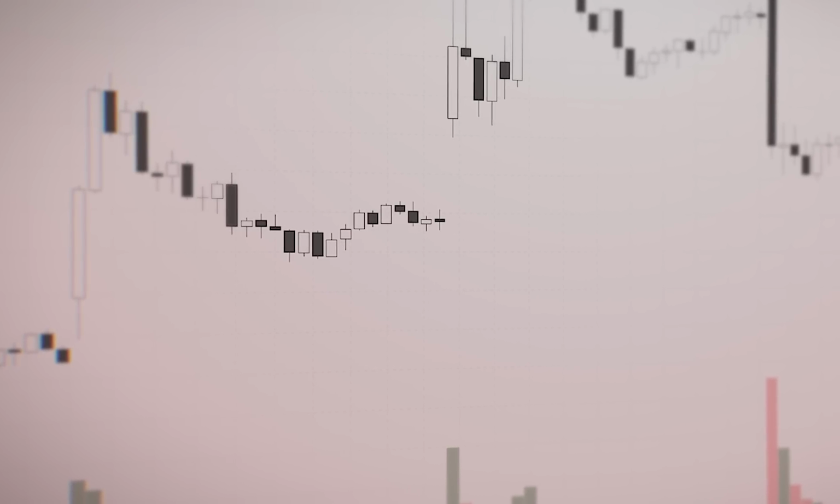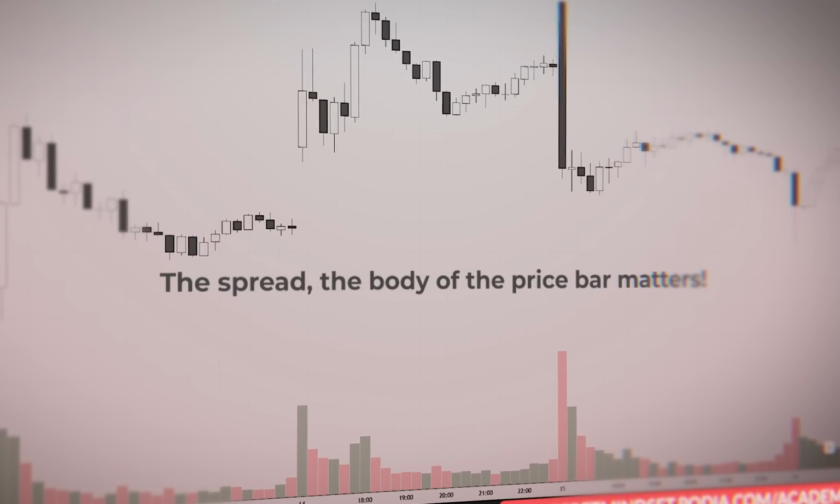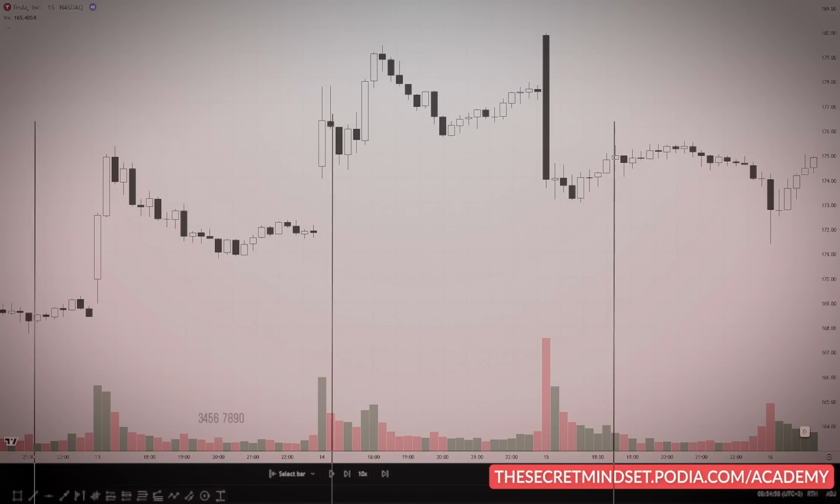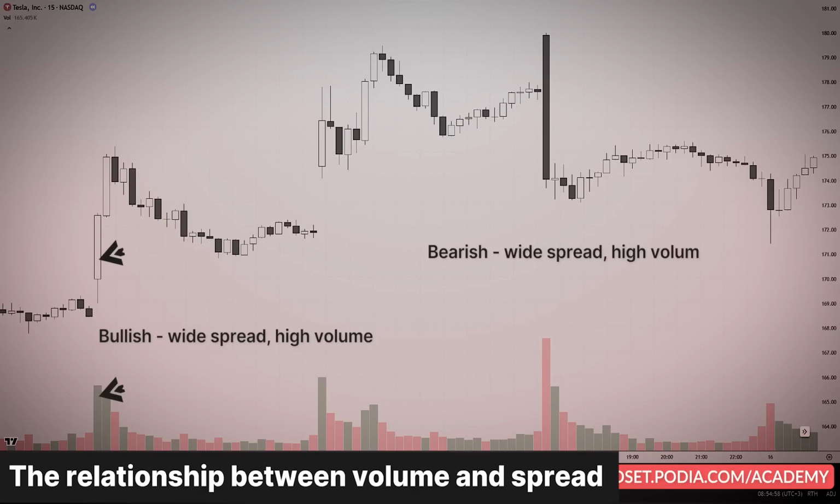But it's not just about whether volume is high or low. The spread, the body of the price bar, matters too. Wyckoff and later traders like Tom Williams saw the relationship between volume and spread. Here's what to look for. Wide spread and high volume usually means bullish. Wide spread and high volume, on a down move, usually means bearish. Narrow spread and low volume often means consolidation.